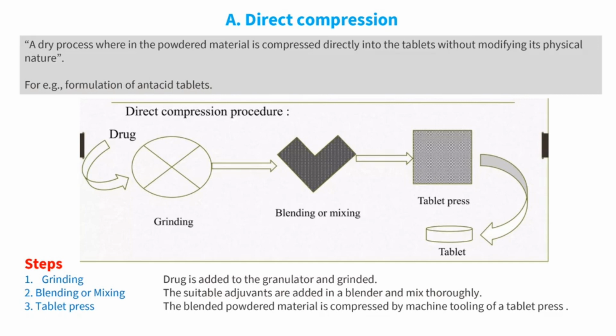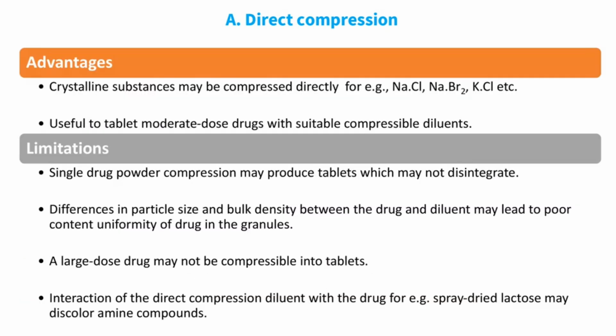Direct compression advantages. Crystalline substances may be compressed directly, for example, NaCl, NaBr, KCl, etc. Useful to tablet moderate dose drugs with suitable compressible diluents.